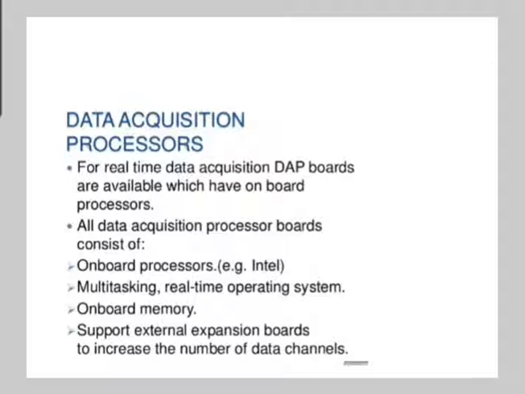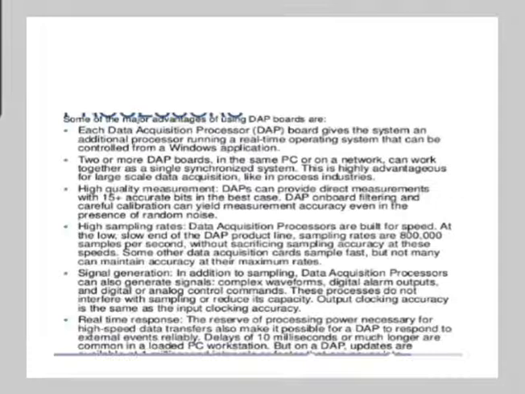Then data acquisition processors: for real-time data acquisition, DAP boards are available which have an onboard processor. All data acquisition processor boards consist of onboard processor, multitasking real-time operating system, onboard memory, and support external expansion board. So these are some of the advantages of DAP boards. Each data acquisition processor board gives the system an additional processor running a real-time operating system which can be controlled from a Windows application.